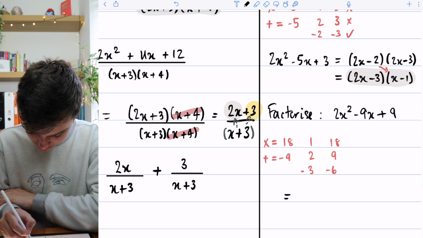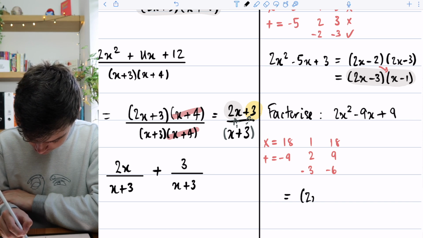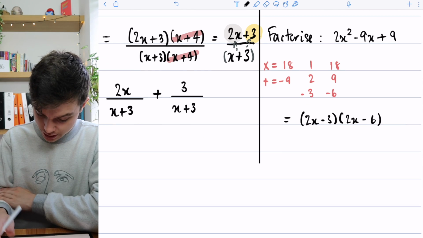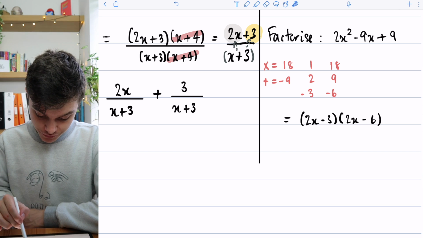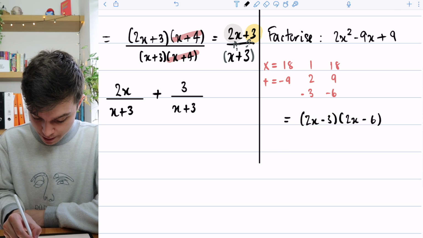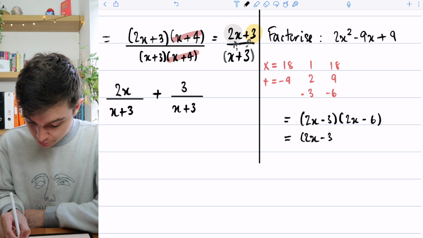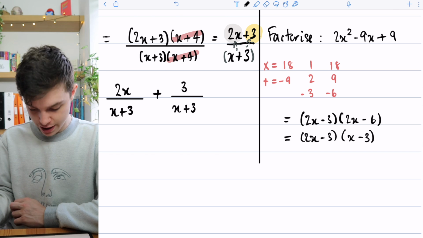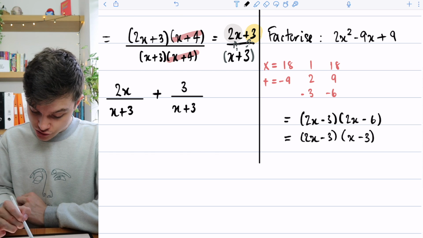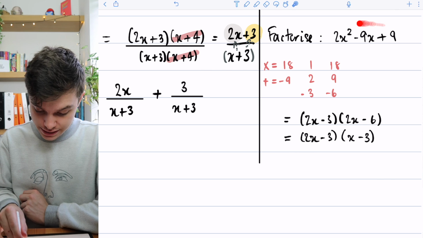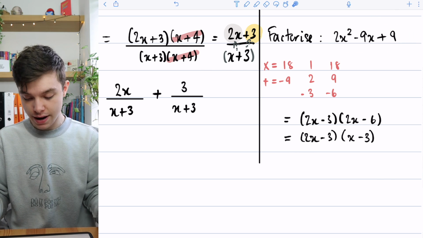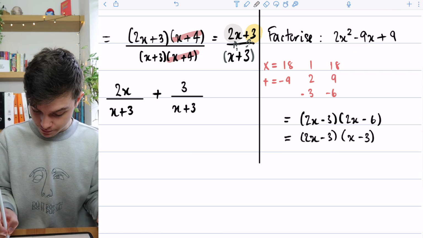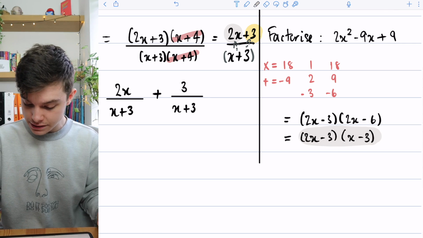Okay, we will have 2x minus 3 times 2x minus 6. Okay, and then we can't divide 2x and minus 3 by anything, so that bracket is going to stay the same like that. And the second bracket we can divide by 2 to give me x minus 3. When you expand those brackets, you do get what you need. You get the general quadratic in the form that we need. Okay, so there is our second factorised quadratic.